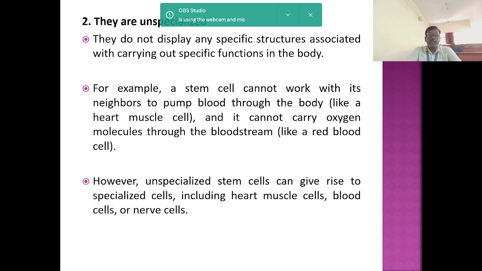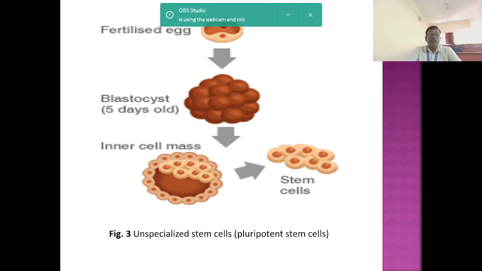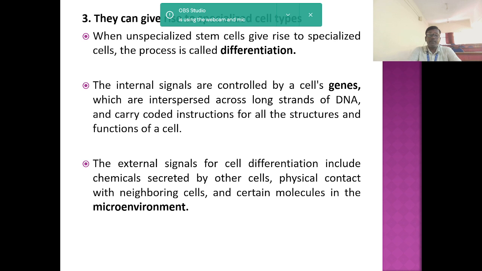However, unspecialized stem cells can give rise to specialized cells, including heart muscle cells, blood cells, and nerve cells. This is an unspecialized stem cell, the pluripotent stem cell. After fertilization, the fertilized egg develops into a blastocyst. Inside the blastocyst, there is an inner cell mass. We extract the cell mass, and we can culture the stem cells.